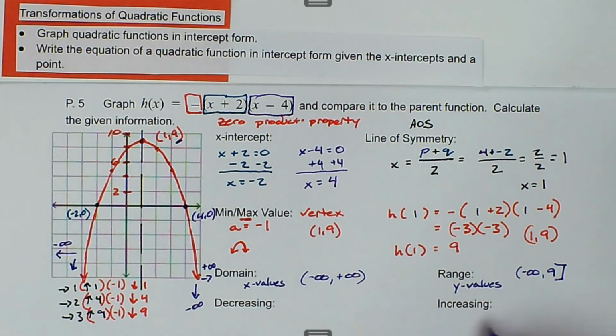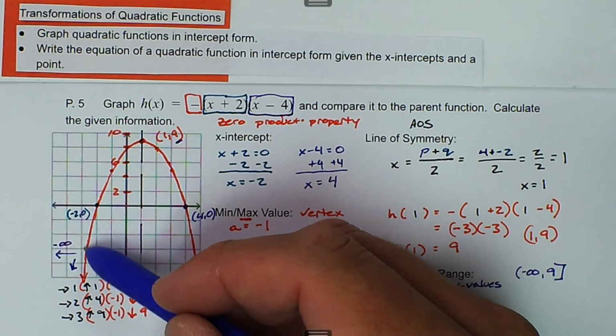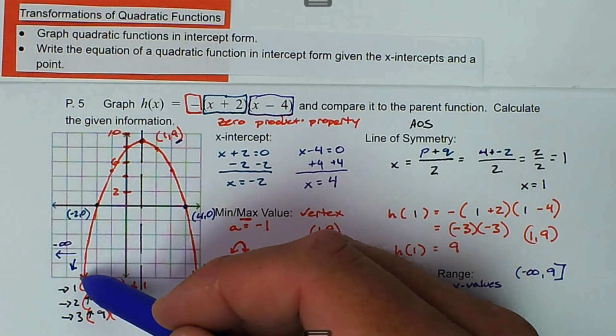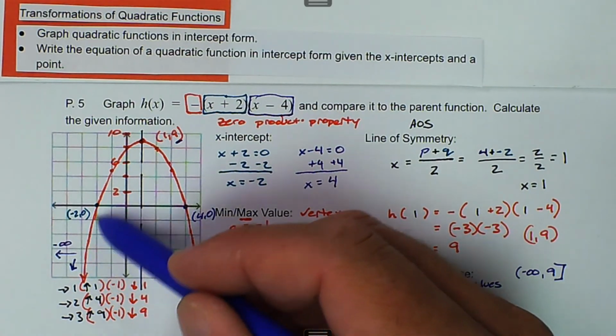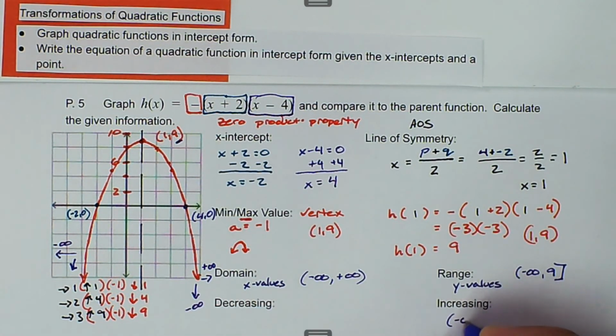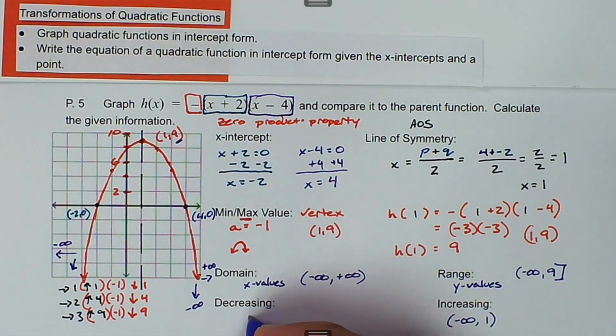And then decreasing or increasing. So it's going to start out increasing as we come from here. So it's going to increase from negative infinity all the way to 1, 1 not included. And then it's going to decrease from 1 to positive infinity, not included.